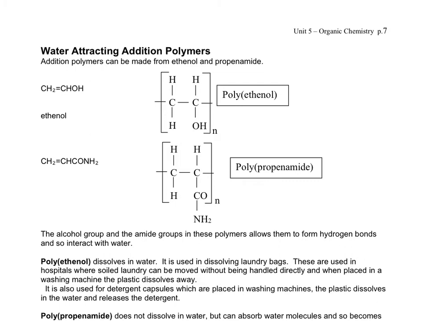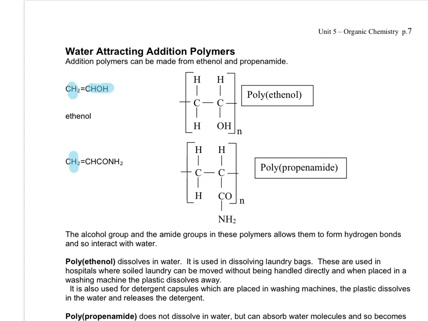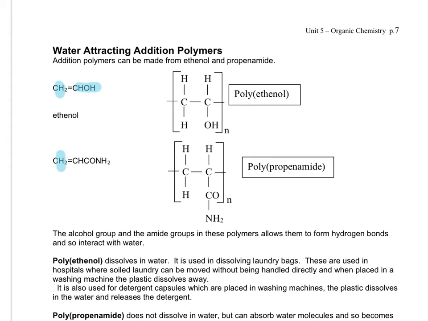Just watch out for the different groups that you can have around that carbon-carbon double bond. If you have ethenol, where you've got the carbon-carbon double bond and the alcohol, then you're going to make polyethenol, and it's going to look like this. Whereas if you have 2 hydrogens and then you have this CONH2, then that is going to turn into polypropenamide instead.